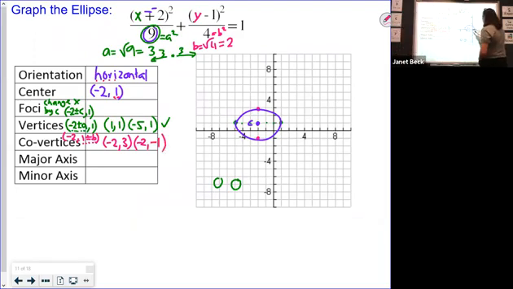Have I got -2, 3? Yep. And have I got -2, -1? Yep. You can check them on your graph. So we still haven't done the first side. We're going to come back to them.